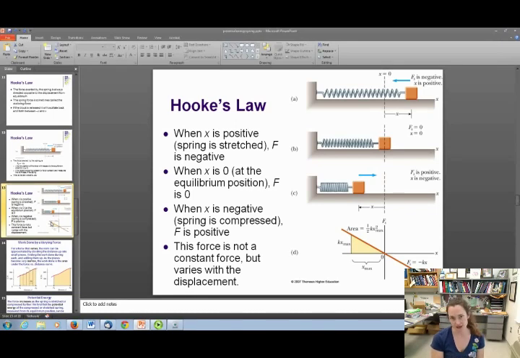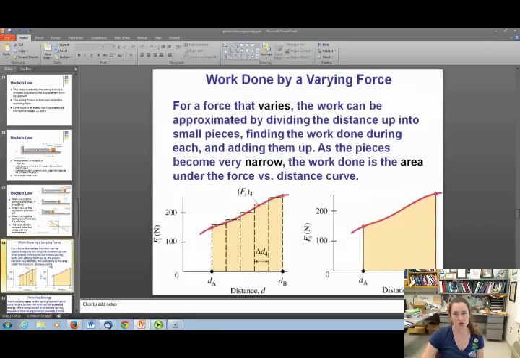If you're plotting this, force versus position, then you'll see you get this straight line, and it's got a negative slope. Now, what this means is that this force is not a constant force. So we learned how to calculate the work for a constant force, right? Then it's just the force times the displacement times the cosine of theta. But that's for constant forces. So how do you calculate the work for a force that varies with your displacement?